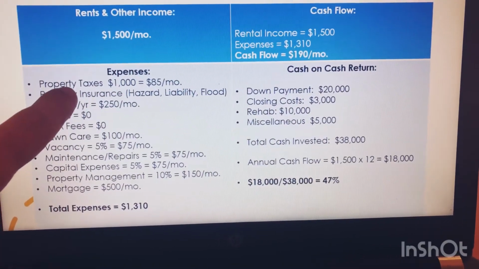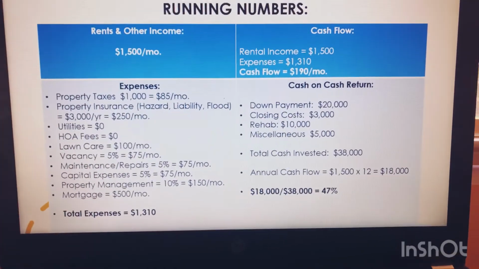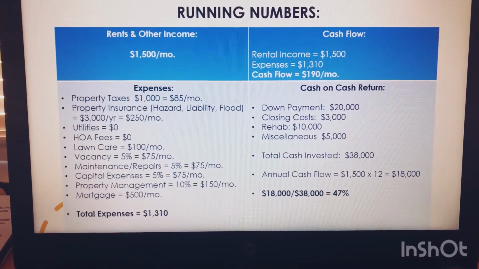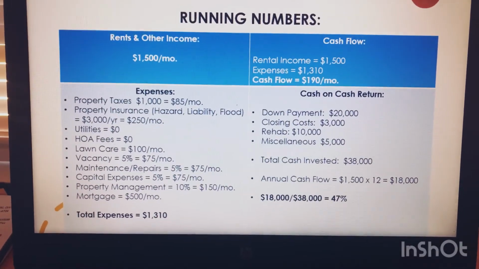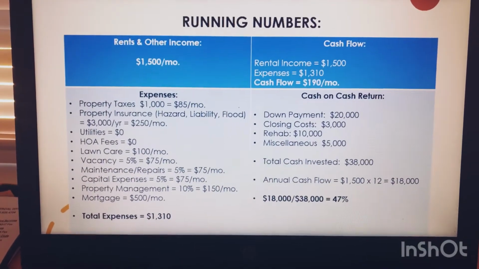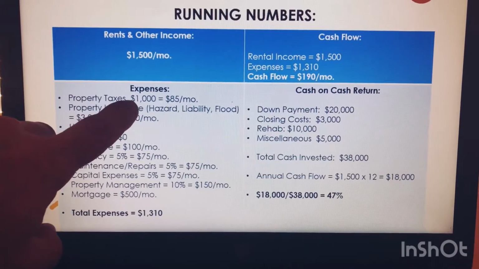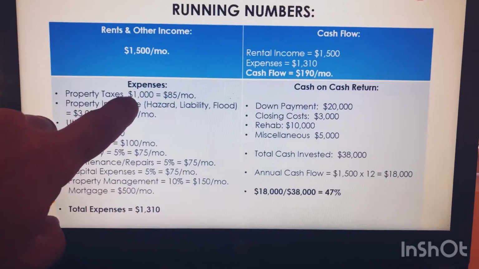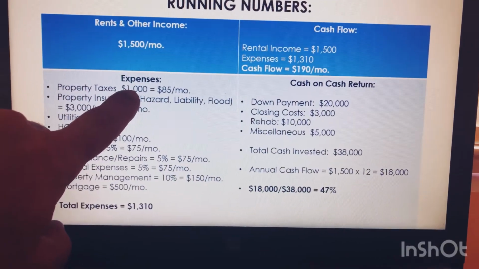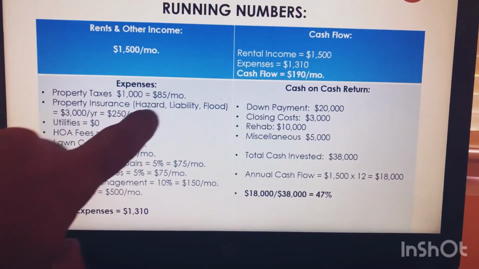And a lot of times you can find this information when you pull up the property on a site. Like I use Redfin. I also look at Zillow sometimes, but I primarily use Redfin. When you click on the property and scroll down, it'll show you how much the property taxes are on that property. So that's where you can get that figure from. So let's say in this example, it's $1,000 a year for the whole year, which comes out to be about $85 a month. Okay, I just rounded up a little bit.